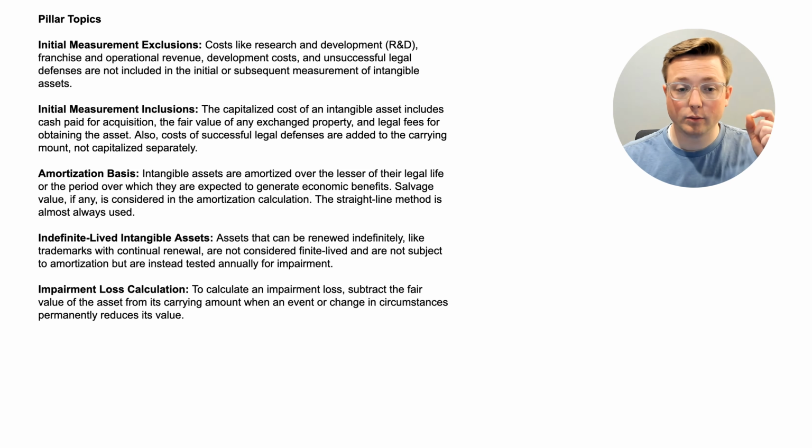So remember, with the initial measurement exclusions, these are the things that are not going to be included in the initial measurement of an intangible asset. Costs like research and development, franchise and operational revenue, development costs, and unsuccessful legal defenses are not included in the initial or the subsequent measurements of an intangible asset. So these are not going to be a part of the amortized amount.